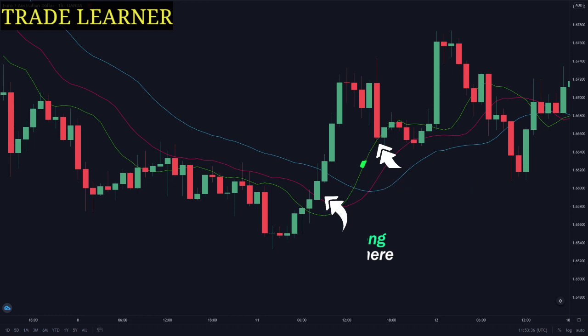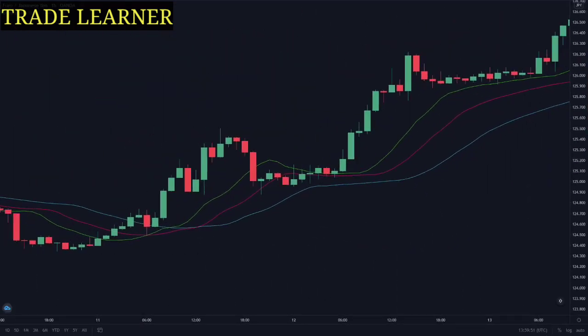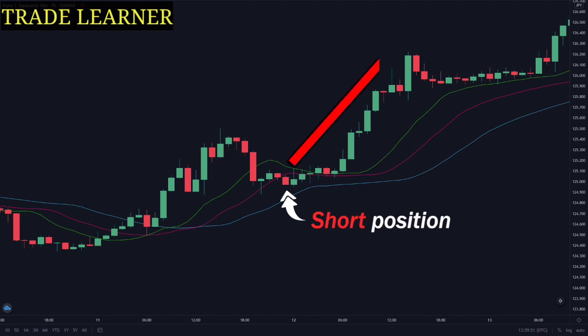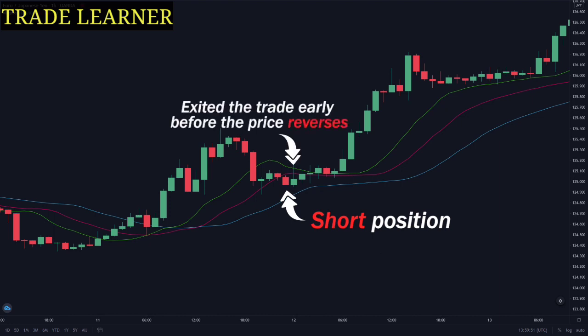So let me give you an example here. As you can see in this chart, the green line is above the other two lines and the candle closes below the purple middle line. That means it's a short signal, so you need to take a short position. But unfortunately, the price reverses instead of continuing. But luckily for us, because of our exit signal, we would have exited the trade here because our stop loss is at the green candle.